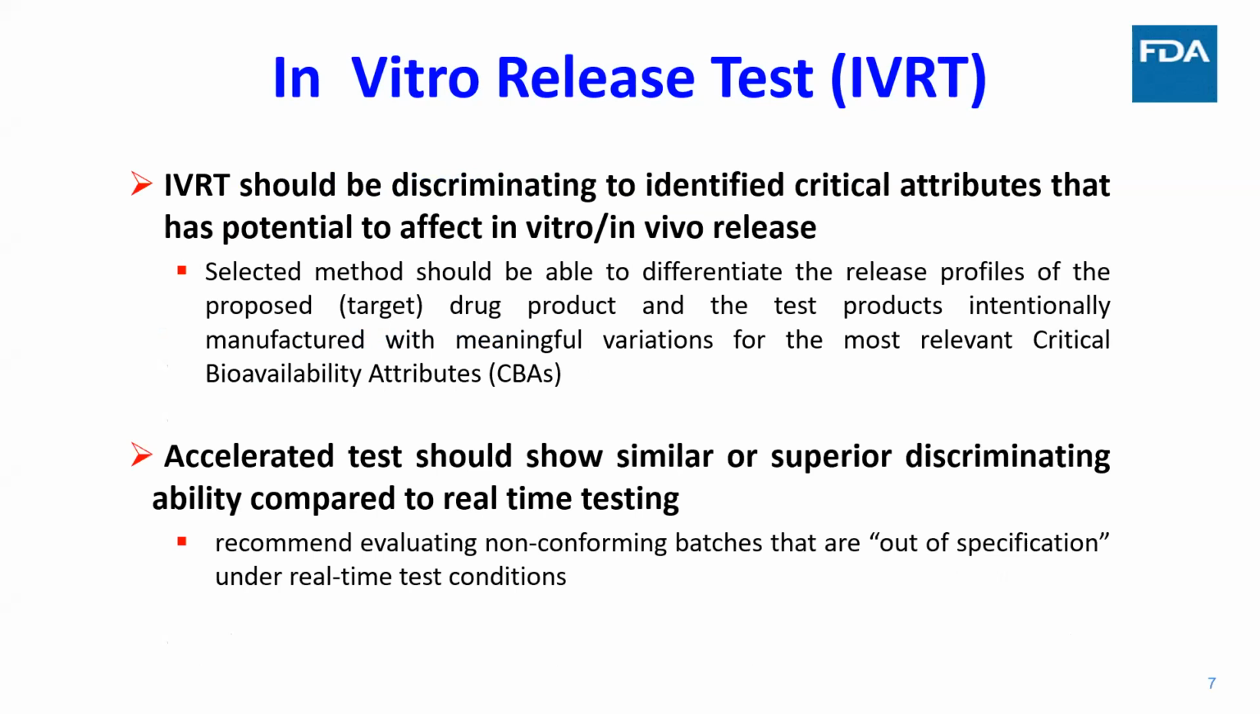So whether it is a real-time or an accelerated test, the IVRT should be discriminating to identify critical attributes that have the potential to affect in vitro or in vivo release. The selected method should differentiate the release profiles of the proposed target drug product and the test products that are intentionally manufactured with meaningful variations for the most relevant critical bioavailability attributes. Critical bioavailability attributes are formulation or process variables that are expected to critically impact the bioavailability of a drug product.